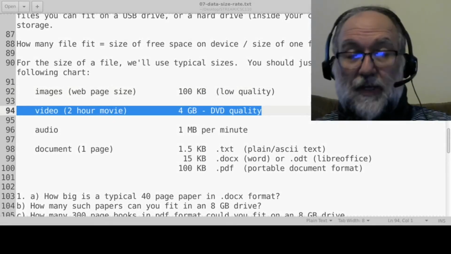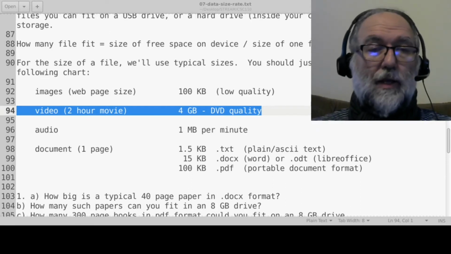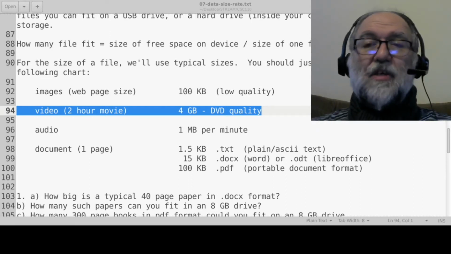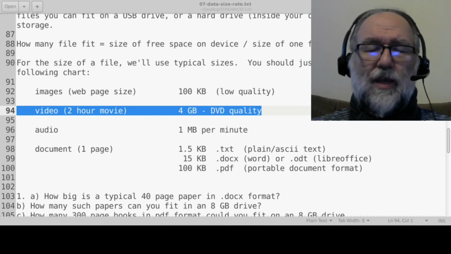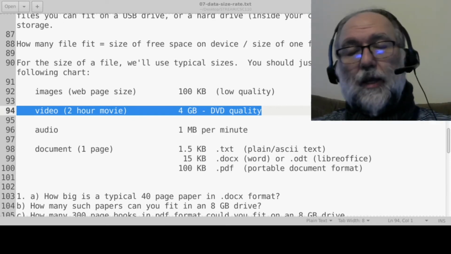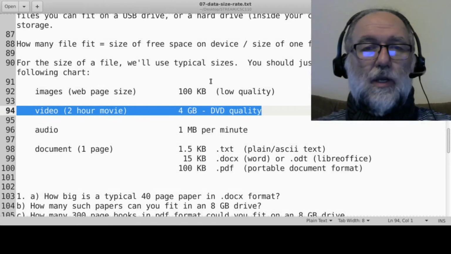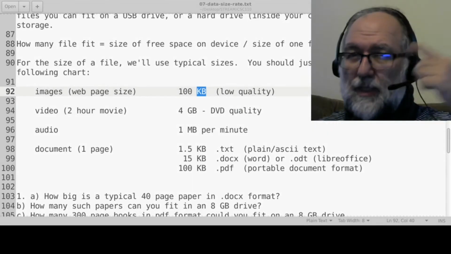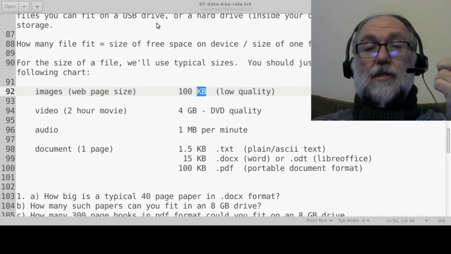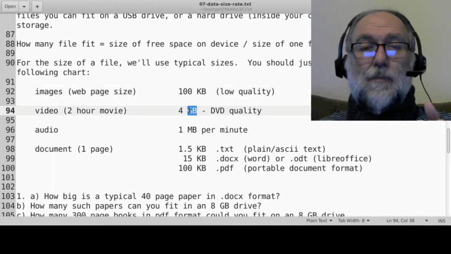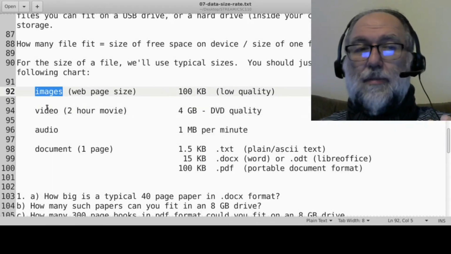Now, images are one thing. The other thing is video, like a movie or something like that. Roughly speaking, 2 hours worth of movie information is about 4 gigabytes in size. Remember, kilobyte, the next bigger step up is megabyte, and then the next step up is gigabyte. So a movie is much, much bigger than an image.